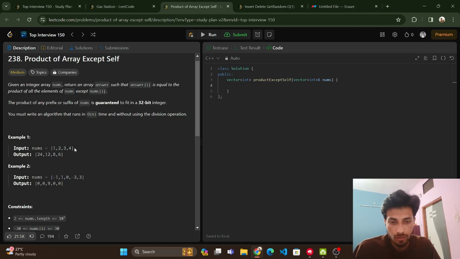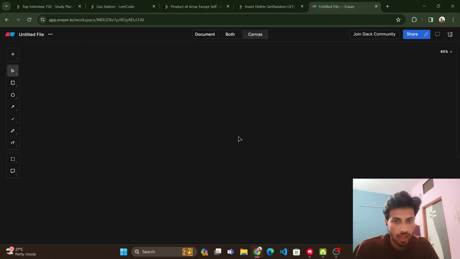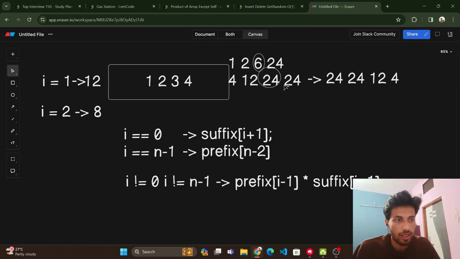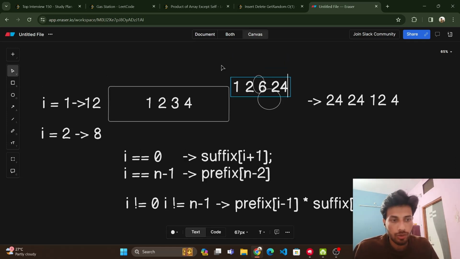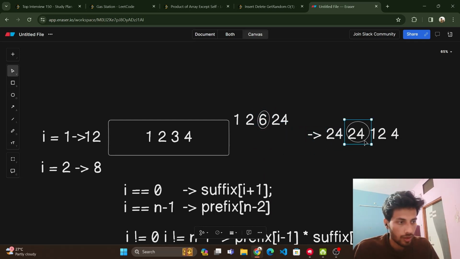So what we have to check is what we can do in the array so that we can get the answer. I've designed something so you can have a good look at how we are going to solve this question. Let's say I'm using two arrays, prefix and suffix. For the array 1 2 3 4, this is going to be our prefix array: 1 2 6 24.